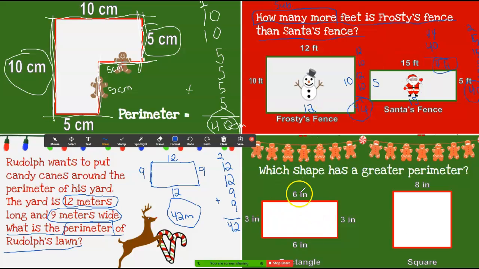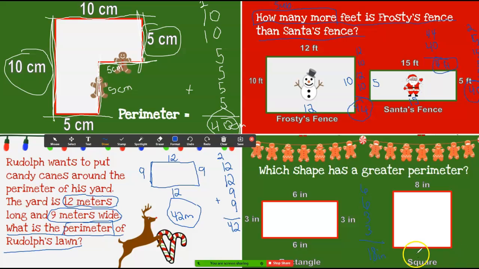Alright, which shape has a greater perimeter? So I need to figure out this perimeter. So I need to add my sides. They gave us all the sides this time. 6, 6, 3, 3. 12, 13, 14, 15, 16, 17, 18. So this one is 18 inches.